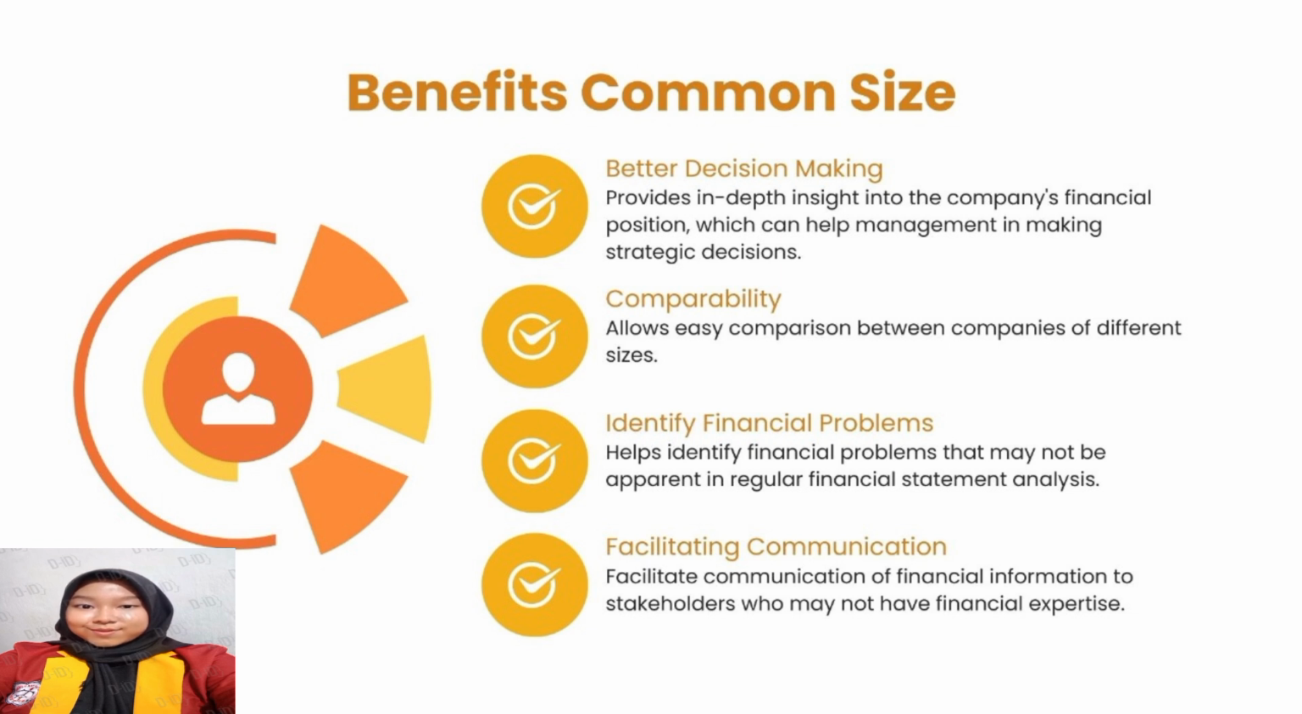Identification of financial problems. Common size analysis techniques help identify financial problems that may not be apparent in traditional financial statement analysis. For example, an increase in the proportion of operating expenses or a decline in profit margins may indicate efficiency problems that need to be addressed immediately. By understanding the percentage of each financial item, management can quickly identify anomalies or negative trends that require special attention. Identifying these issues allows management to take timely corrective actions before they escalate into bigger issues.